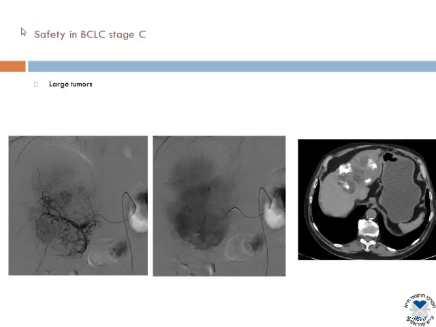How about the stage C group patients, large tumors? This is an 11 centimeter tumor, very vascular, which means that it's easy to treat, even though it's very large. And you can see on the right very dense uptake of Lipiodol, which is a very good prognostic sign, as well as some necrotic areas. We can repeat that as many times as we can, or the patient allows us.